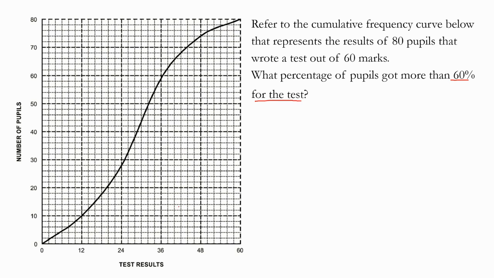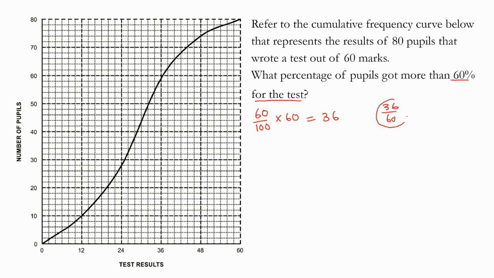So now we need to get the actual mark because this test was out of 60. So a child who got 60% got what mark out of what? Out of 36. We need to get that. So we have to find 60% of 60, which is 36. So it means a learner that got 60% actually got 36 out of 60.